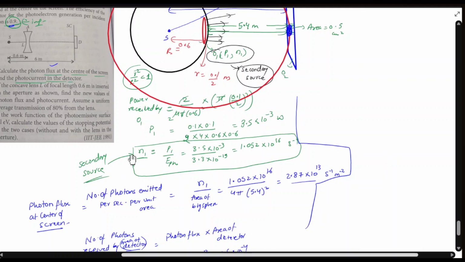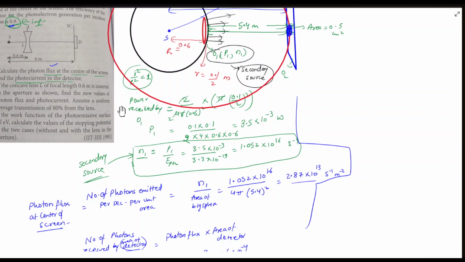Then what happens? We find the photon flux at the center of the screen. How? Again, this becomes the secondary source. So it will be illuminating this whole area, right? It will be 4 pi r square and r will be 5.4. So we just write n1 divided by 4 pi r square, and this will be our photon flux received at the center of the screen.